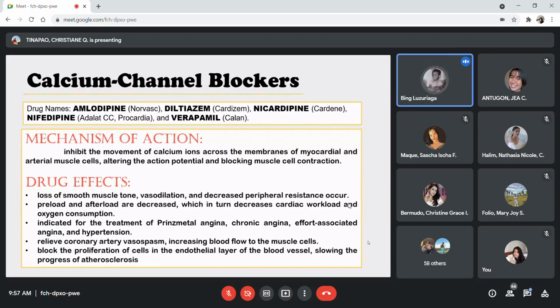Now, the next will be your calcium channel blocker. Again, that is already the mechanism of action. Calcium channel blocker. You know already that calcium will cause contraction, right?